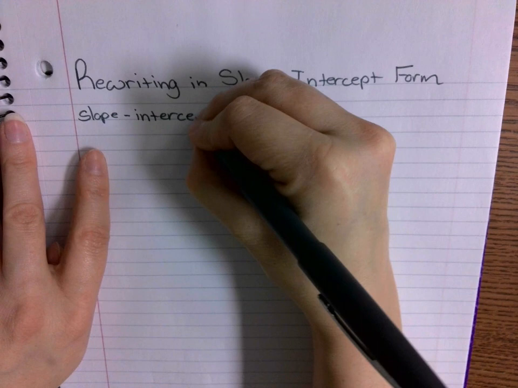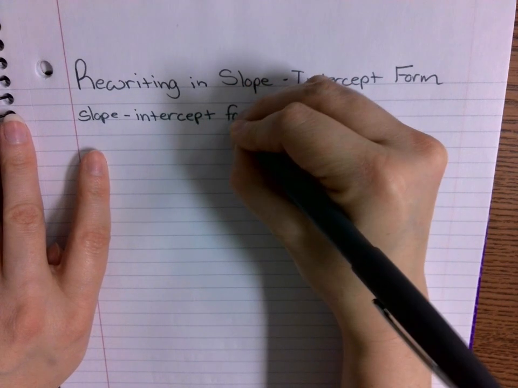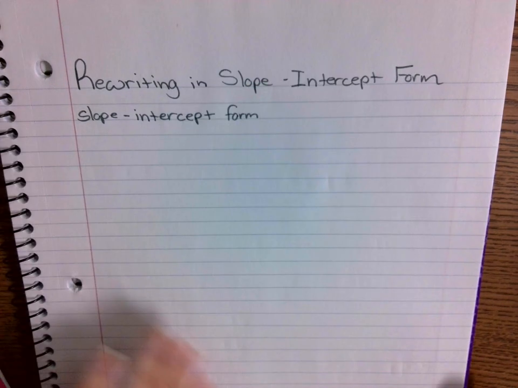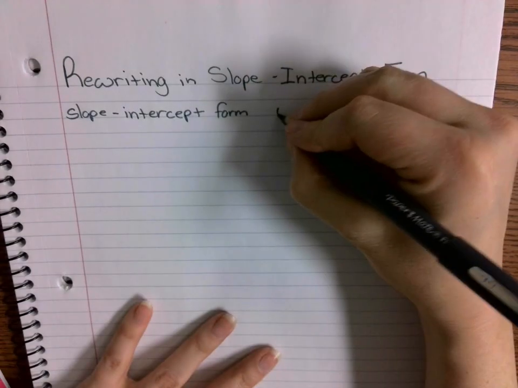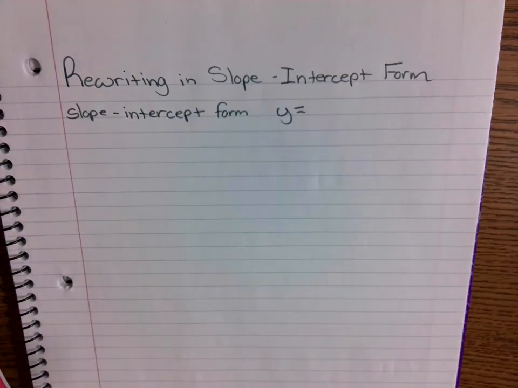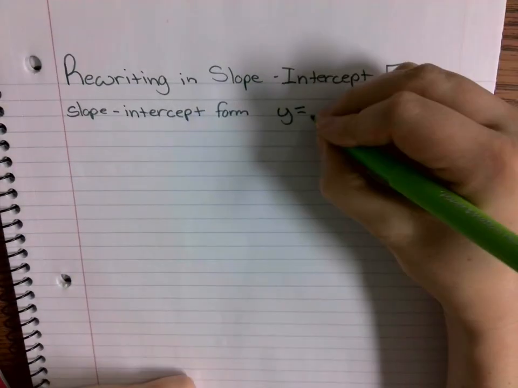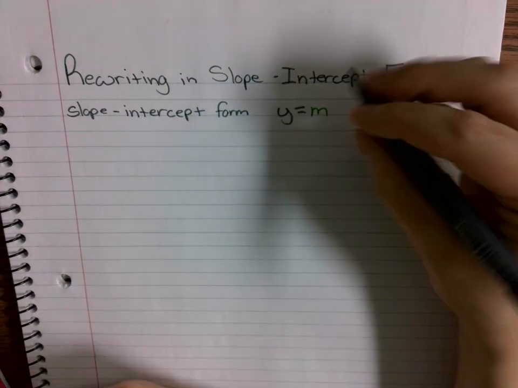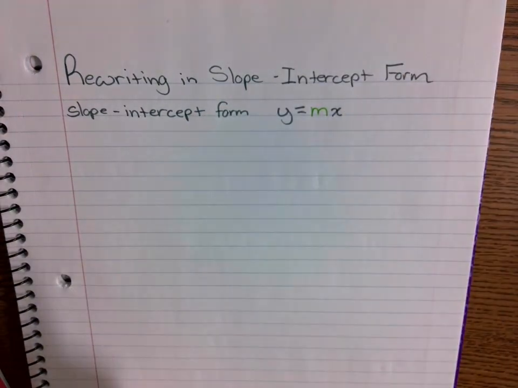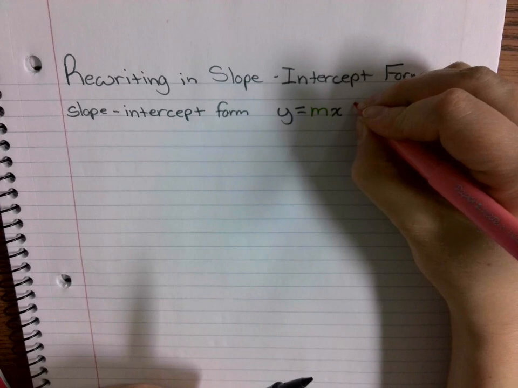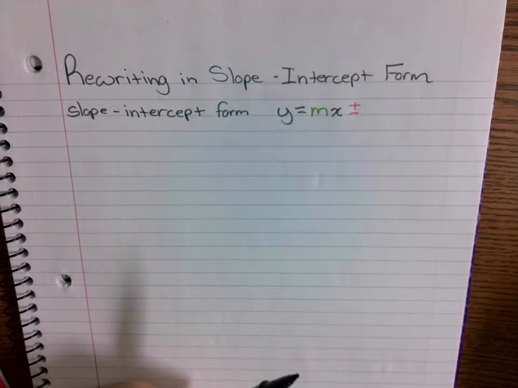So, all right, slope-intercept form. If we're talking about slope-intercept form, just as a reminder, that is the y equals mx plus b portion, where m represents the slope and b is representing that y-intercept. Remember, it could be minus as well, so that's why I like to put plus or minus b.